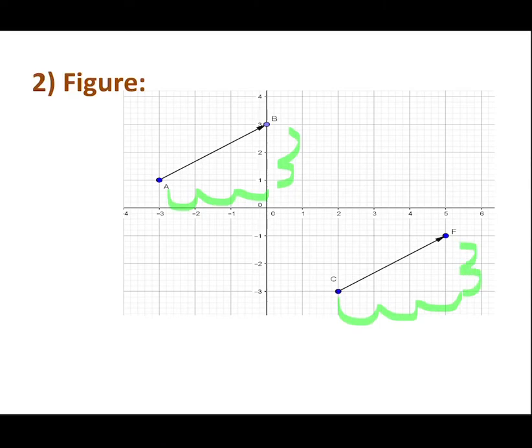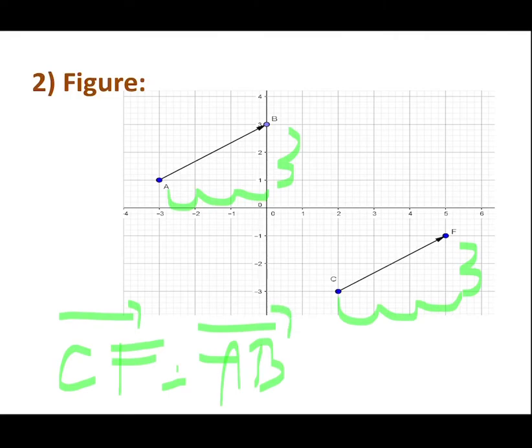Or we can draw vector CF, which is equal to the vector AB. And all of us know that equal vectors means that they are parallel, they have the same direction, the same sense, and the same magnitude. So we have point F when we draw equal vector CF to AB.